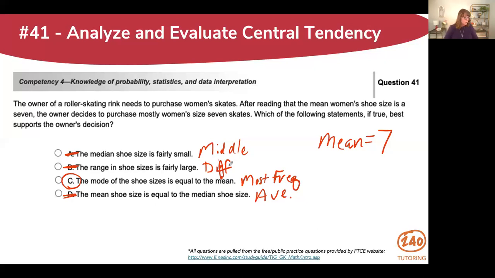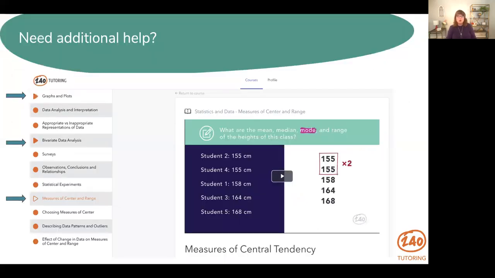Okay? So hopefully that deep thinking question didn't throw you off. But what I want to show you is if you are using our study guide in 240 Tutoring, you will now see videos in the instructional content. Look at those right there. Everywhere you see this little play button is a video that will teach you this stuff. So if you need more than what I gave you today and you're using our study guide, you can certainly log in and see a video on measures of center and range, okay? So just know that those videos are there in our instructional content.